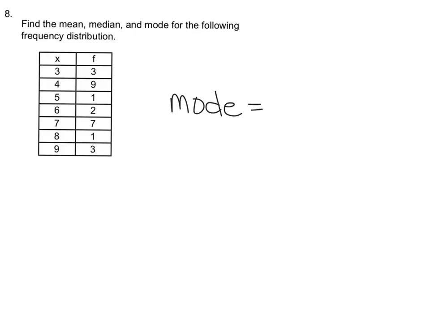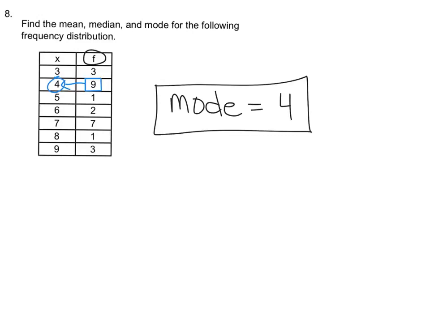Lastly, I'm going to find the mode. The mode is the x value that occurs the most often within the data set. So I'm just going to look at my frequency column and I'll identify the largest frequency. The largest frequency is 9. And that frequency corresponds to the x value 4. So that means that 4 appears 9 times, which is the greatest number of times that any x value occurs. So my mode is 4. And that's the final part to this question.